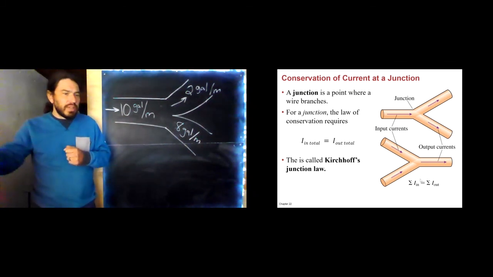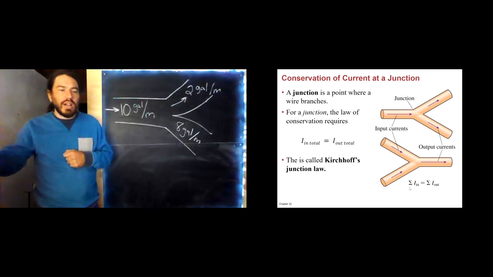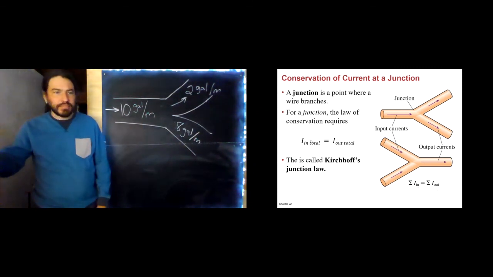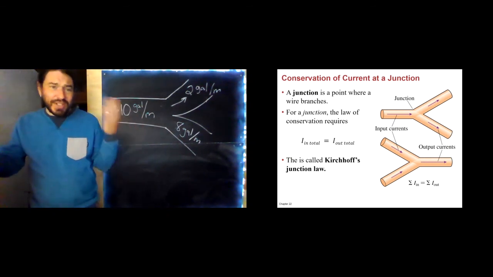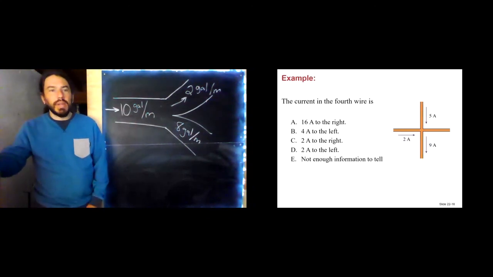And, you know, in your book, you might see it written like this. Sometimes people get a little freaked out by the summation symbol. That just means the total of all the currents in equals the total of all the currents out. It's the same as this. It's a fairly straightforward idea. Sometimes it's tricky to remember to use it because it's so straightforward. But let's do a quick example here.